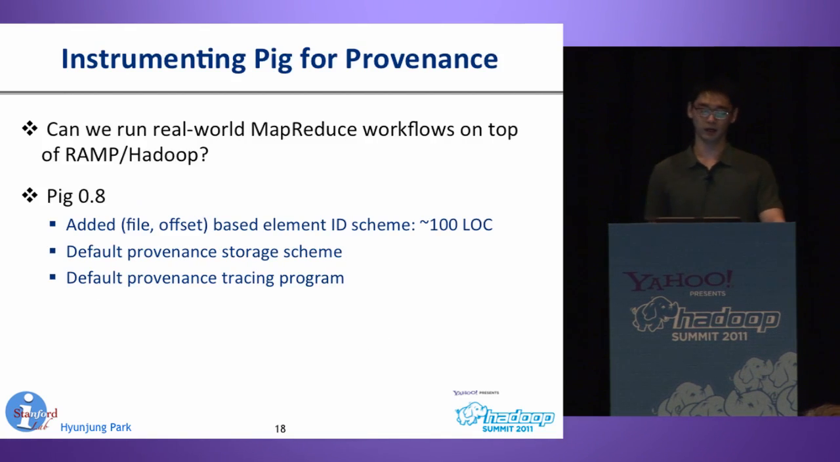So finally, I'll quickly give you one more realistic use case for our system. We modified Pig so that Pig can utilize our system to capture provenance. We started with Pig 0.8 and added this element ID scheme based on file name and offset. That was fewer than 100 lines of code. And for the provenance storage scheme and tracing program, we can just reuse their default ones.